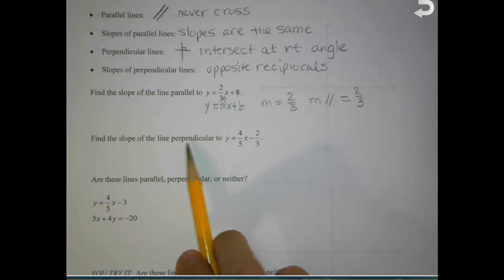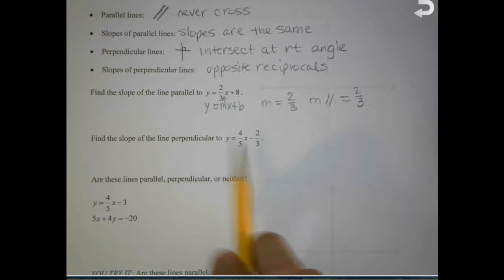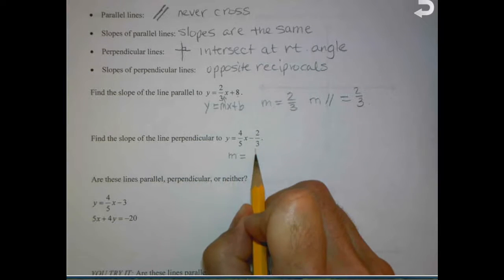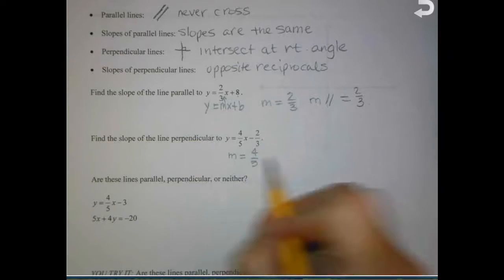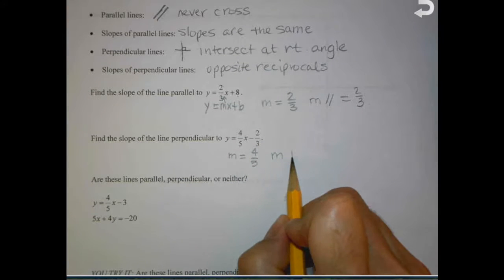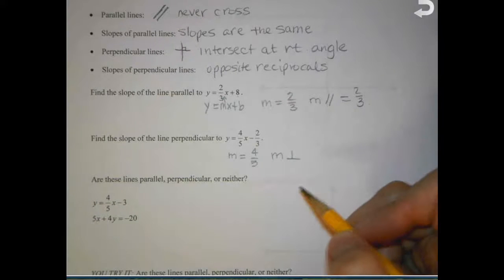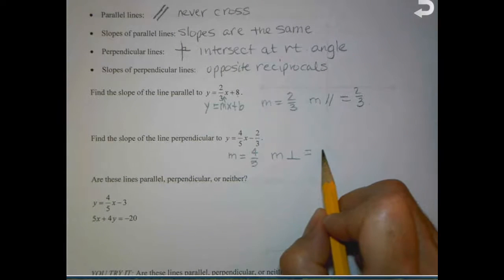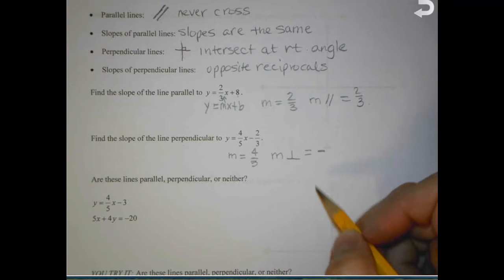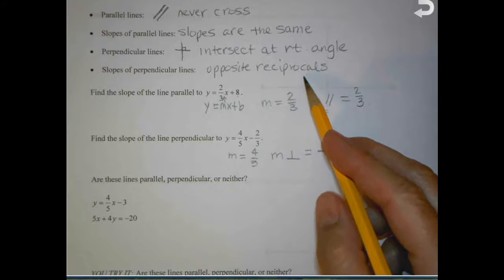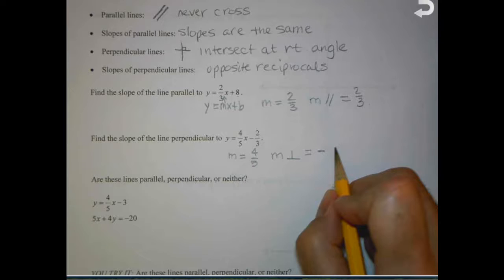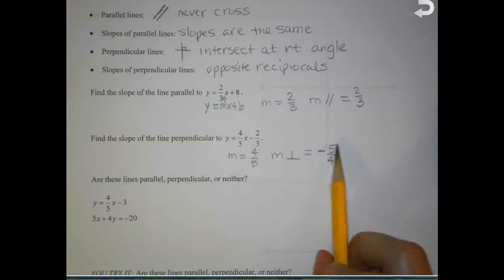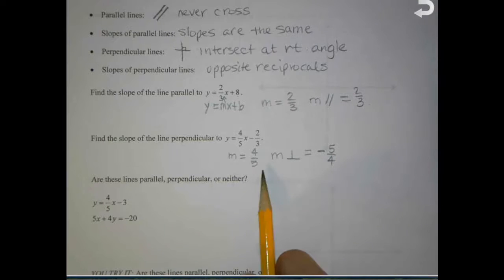Now if I want the slope of a line perpendicular to this equation, I have to pull out my slope for the original equation, and that's going to be 4/5. The slope of the perpendicular line is going to be the opposite, so I have to flip the sign, and reciprocal, so I have to flip the fraction too. So I have to flip, flip. So the opposite reciprocal of the line.